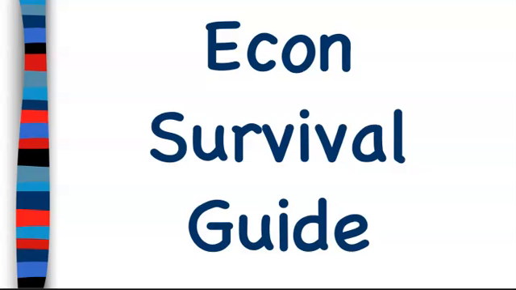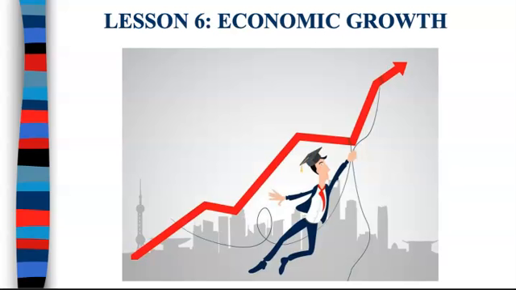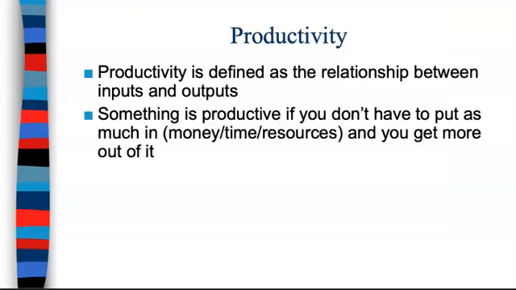Today, our topic is going to be Lesson 6. We're going to be talking today about economic growth. Now, economic growth has a few different factors to it, and today we're going to be learning our first economic graph, the production possibilities curve. The first topic that we're going to cover today is the topic of productivity.